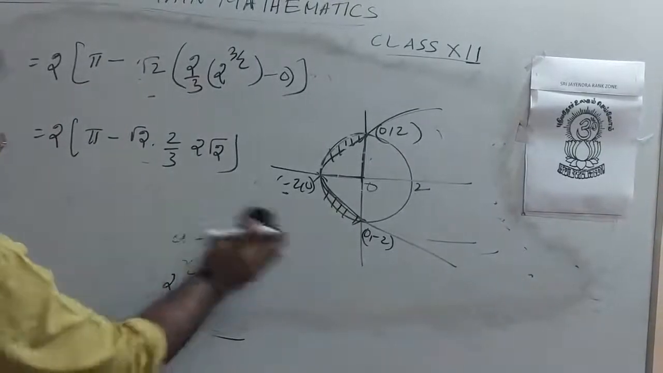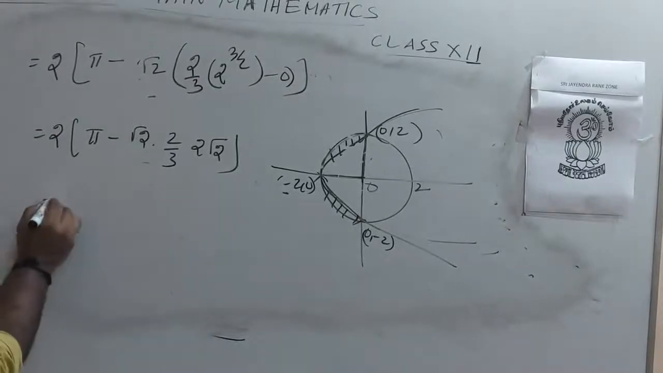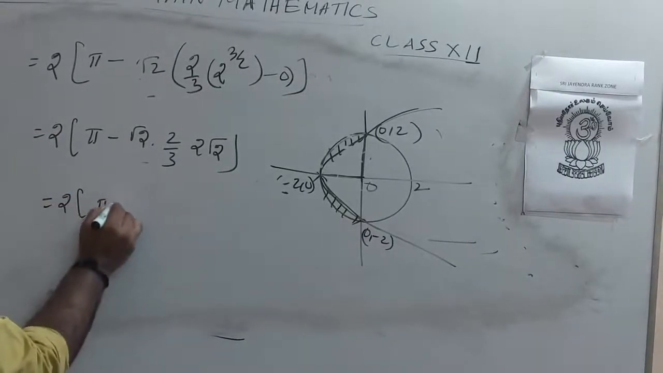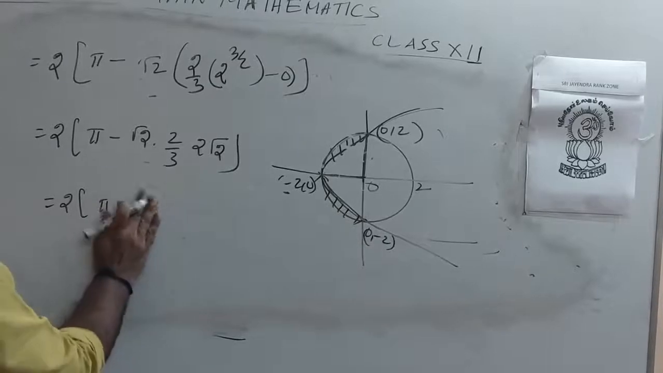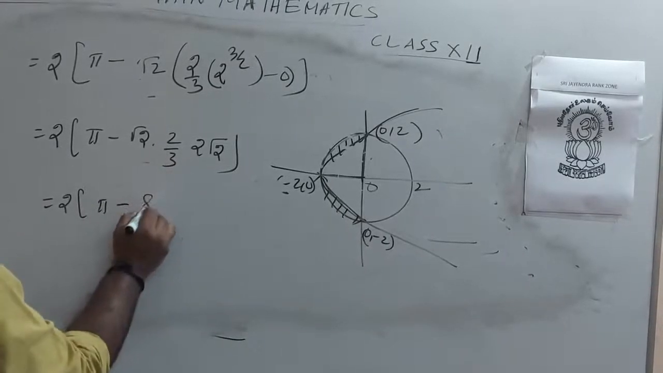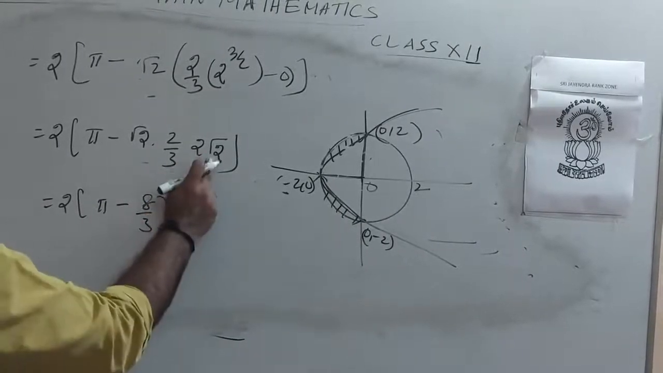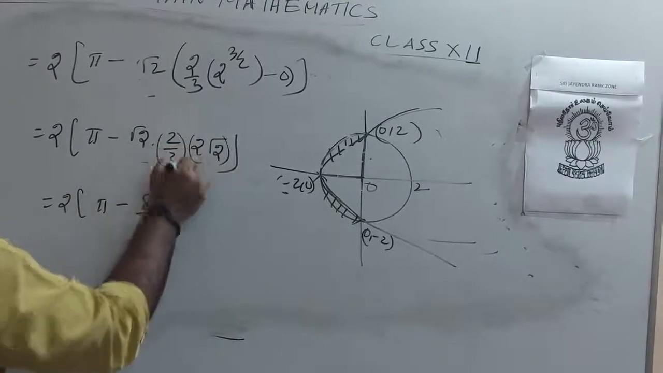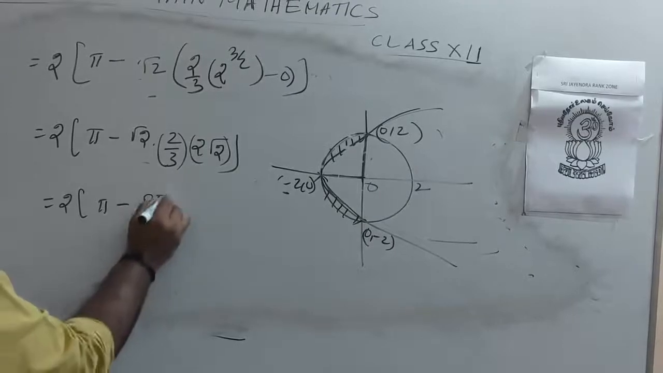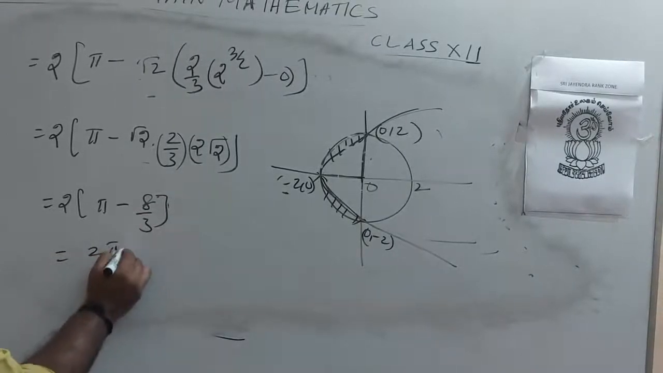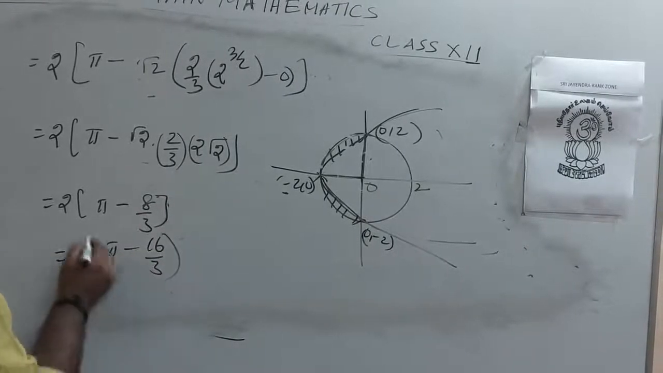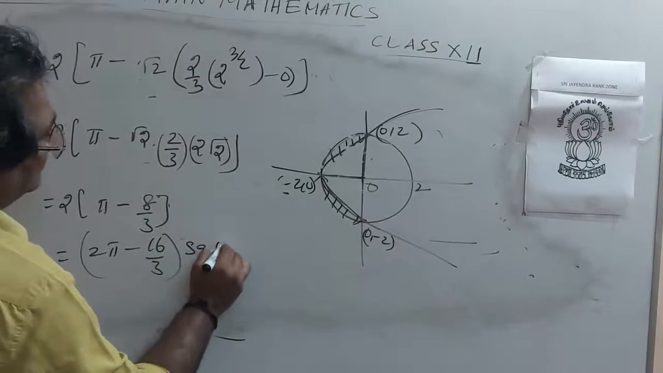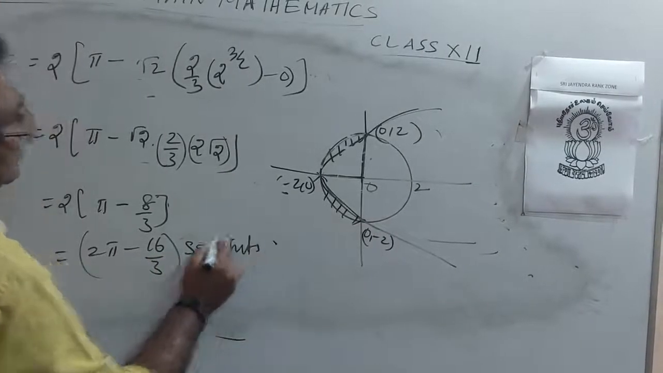Therefore, 2 into pi minus 2 into 4, that is 8 by 3. Root 2 into root 2, 2 into 4, 8 by 3. That is 2 pi minus 16 by 3 square units.